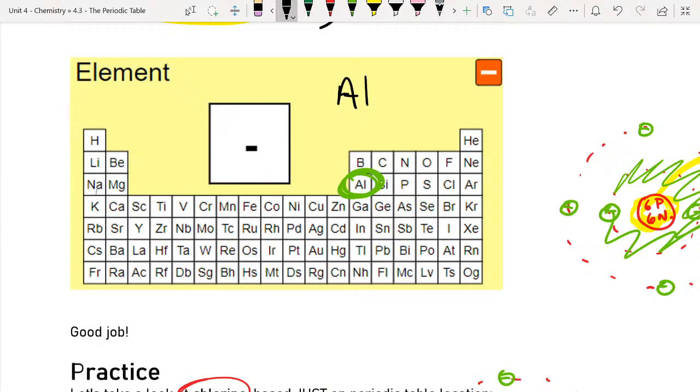Do I need to even care how many shells aluminum has? It has 3 shells, but does that matter for a Lewis diagram? No, all that matters is how many electrons it has in its outer shell. And so I'd go 1 electron, 2 electrons, 3 electrons. That's a Lewis diagram. Make sense? That's it. That's the whole thing. A lot easier, isn't it?